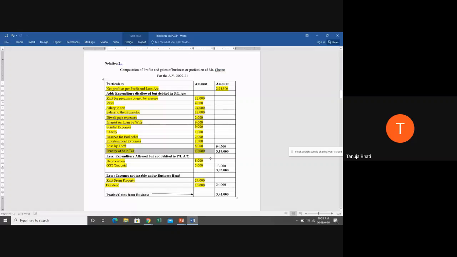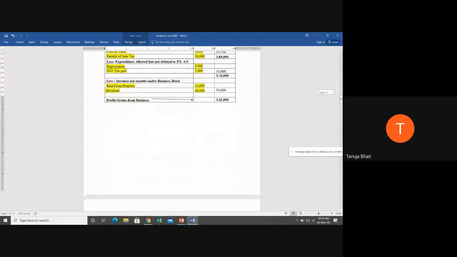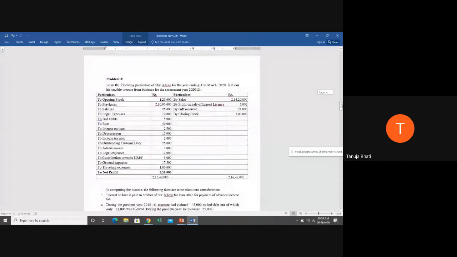Okay. Is this clear? Okay, ma'am. Because these were the expenditures which are allowed but they are not debited. So when we actually go to debited, we have to deduct these expenditures from P&L account in order to get the correct profit from business. Is this clear, students? Yes, ma'am. Okay, now moving ahead to the next problem.